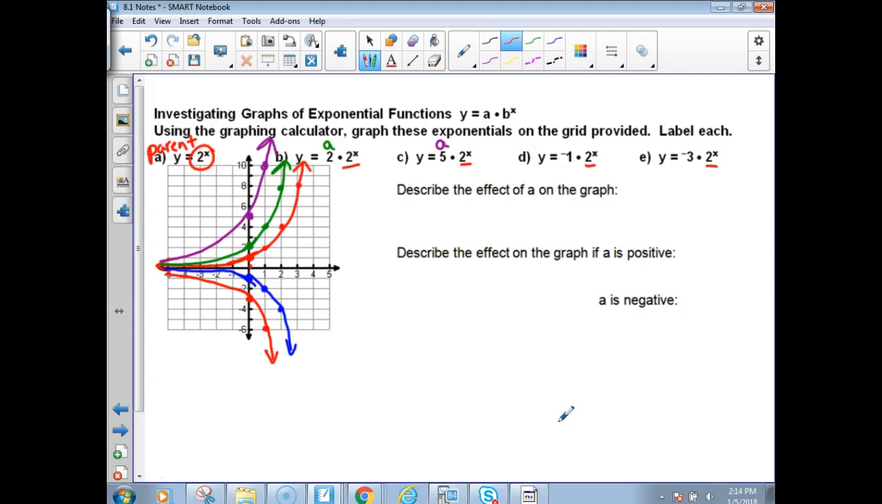Okay, so I got them all graphed. What has happened? Okay, we found out that a is the y-intercept.